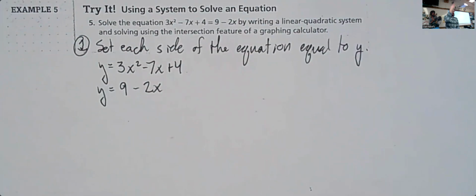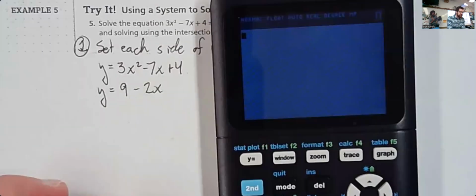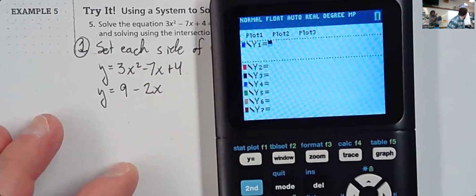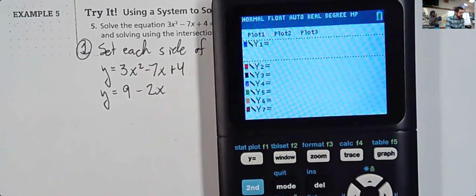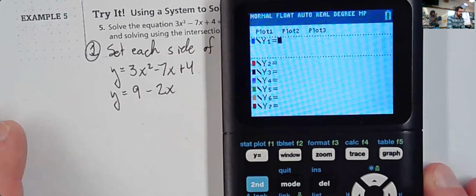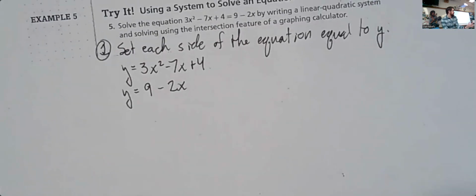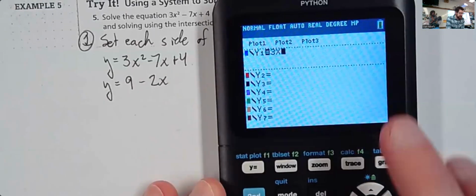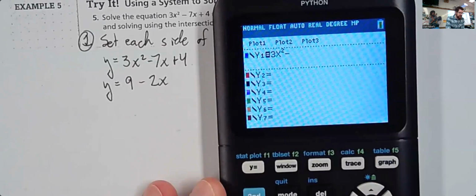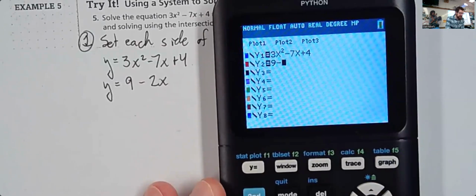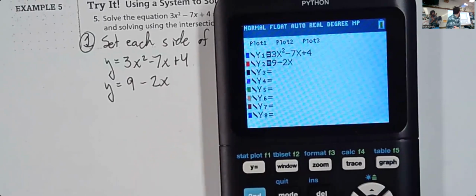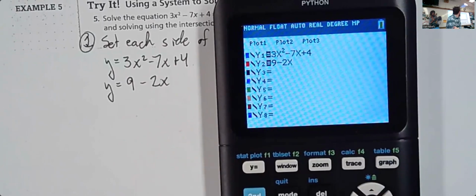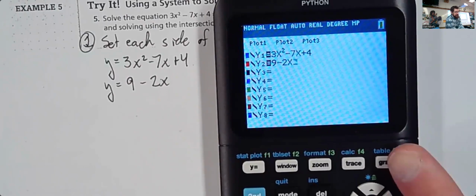So everybody get your calculators ready. Go to the y equals menu. If there's an equation in there, clear it out. And you'll notice there's no graph on here because we're not actually going to graph it on the paper. We're just using our calculator to solve this for us. So type in each of these equations on separate lines. So we're going to get 3x squared minus 7x plus 4. And the second equation will be 9 minus 2x. And then we're going to hit graph.